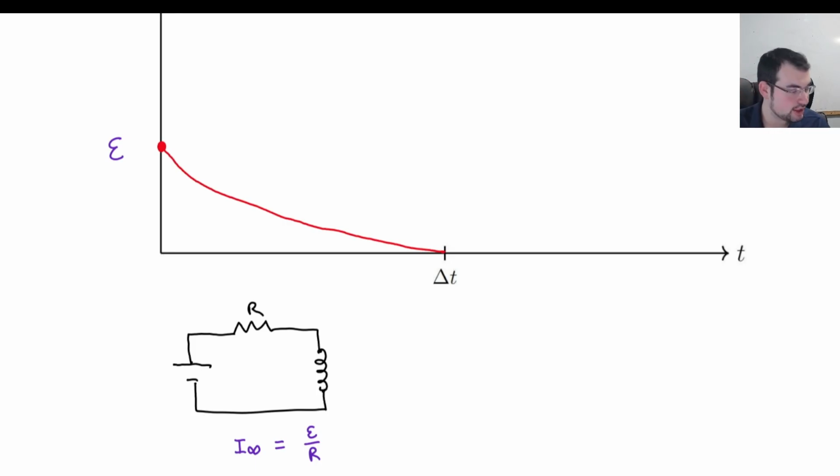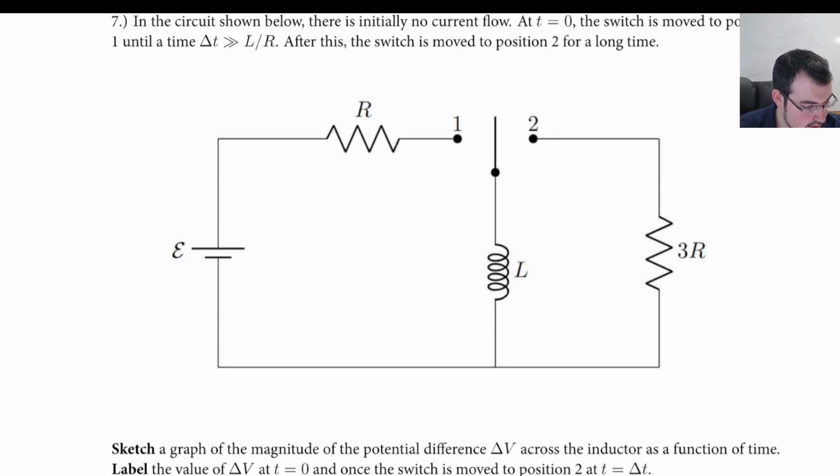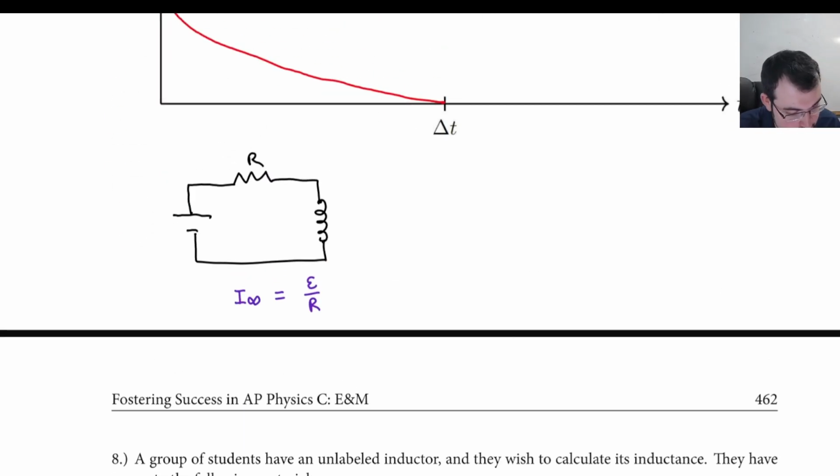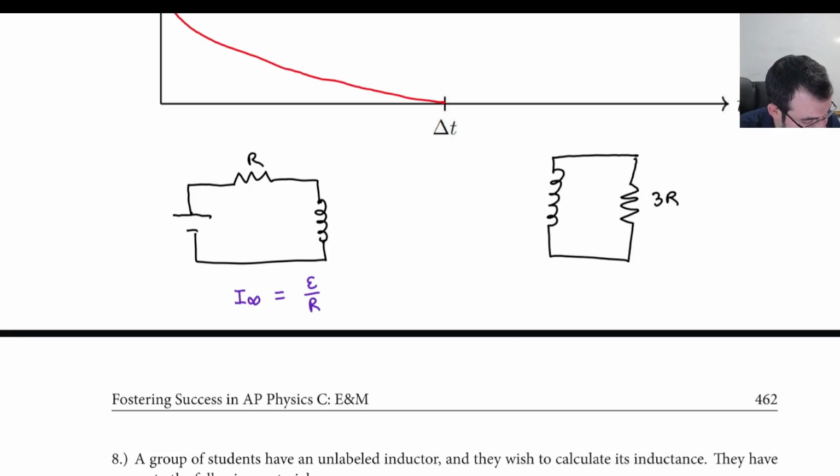But then you flip the switch. So what happens when you flip the switch? Well, as soon as you flip the switch, there is a current through this inductor. And we know exactly what it is. It's epsilon over R. So this would be our T2. As soon as I flip the switch, the inductor again maintains current flow. So as soon as I flip the switch, it's epsilon over R.